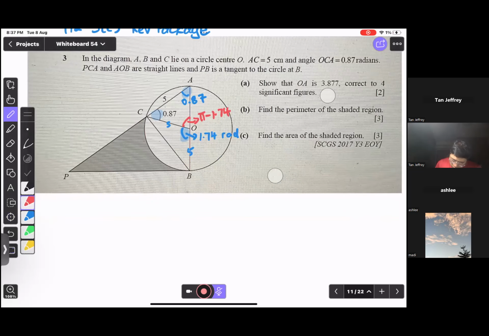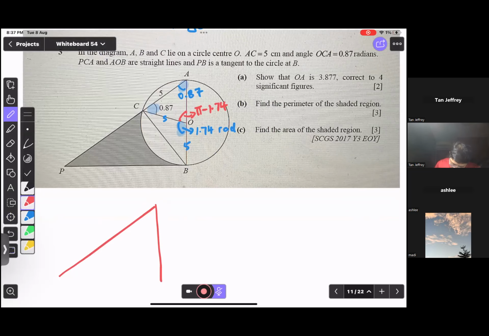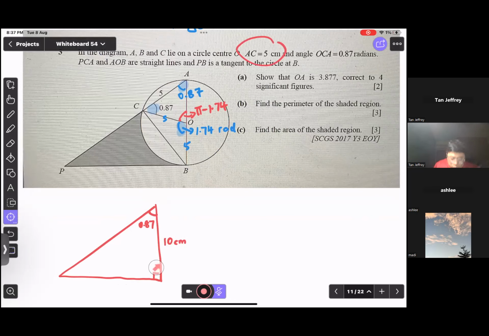So I look at this triangle, PAB, right? This one is 0.87. Then this is actually 10 cm. Then this one, right, use Pythagoras to find PB. Then you can find PA, right?